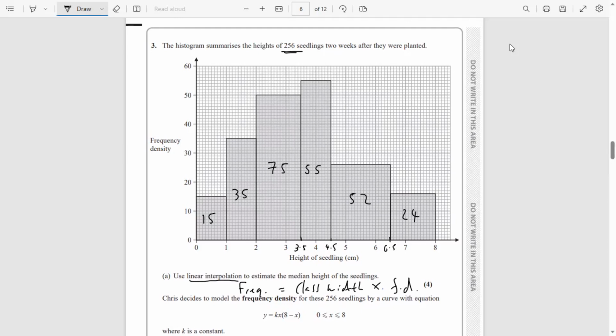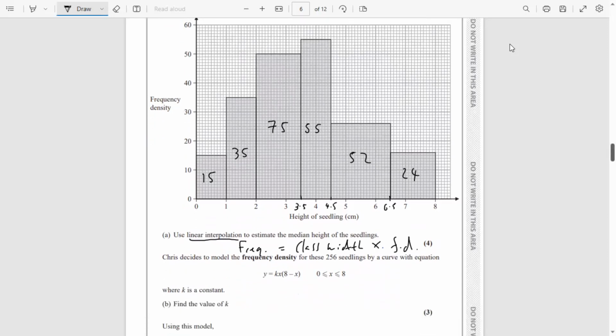I'm just going to add up our frequencies just to check that they do add up to 256, because that's our total frequency of seedlings. 15 plus 35 plus 25 plus 55 plus 52 plus 24. Yep, 256. Perfect. So it all adds up. So it all looks correct.